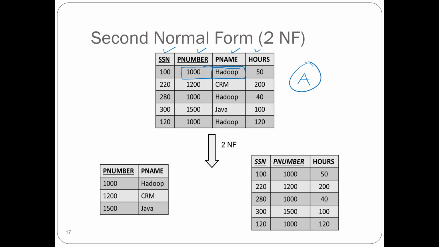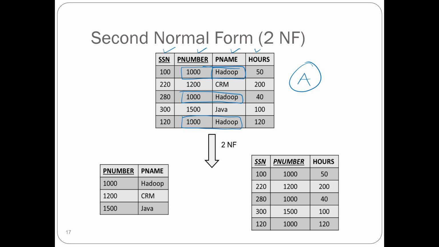1000 is the P number, and the P name is Hadoop. 1000 again, P number, name. 1000 again, the P number 1000 corresponds to the same project name. So we have a lot of redundancies here, which is bad. We will have inconsistencies and storage wastage, which we want to reduce using normalization.